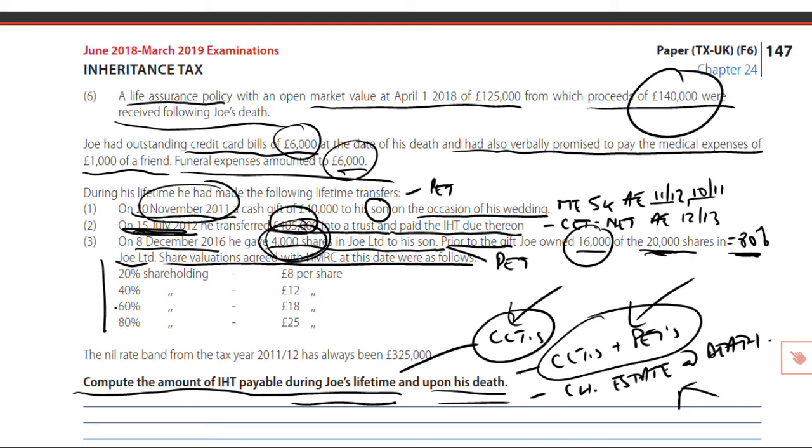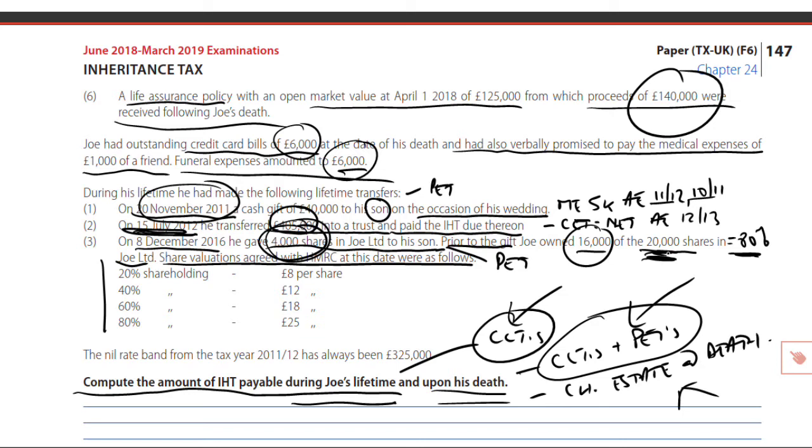After the transfer, 4,000 out of 16,000 will bring you down to 12,000. 12,000 shares out of a grand total of 20 is now a 60% shareholding. So the 12,000 shares that remain will be valued at the 60% share price. We need to know, therefore, how to establish that transfer of value. What will we be able to do with that transfer of value once you've worked it out?